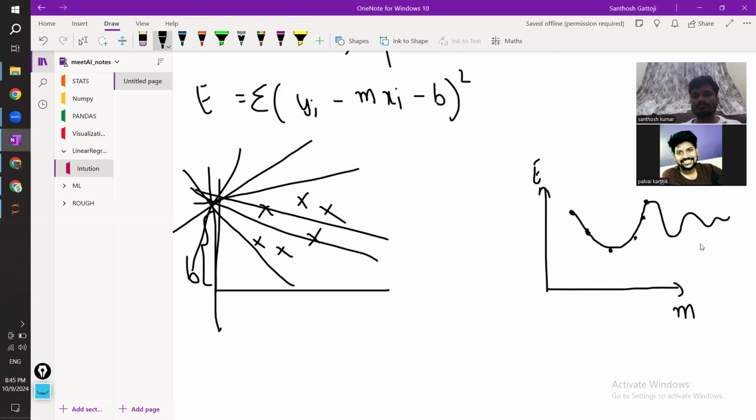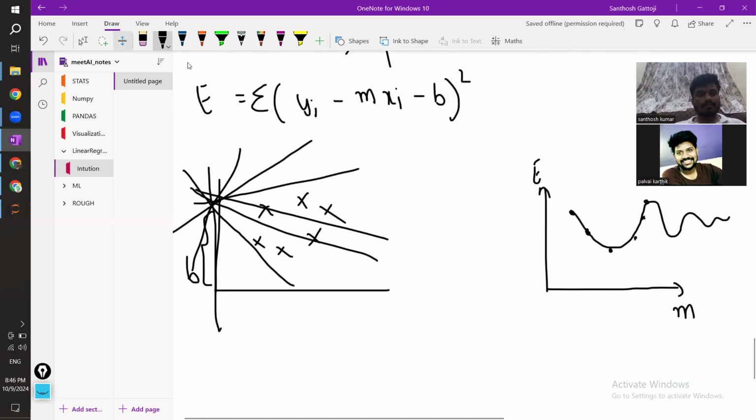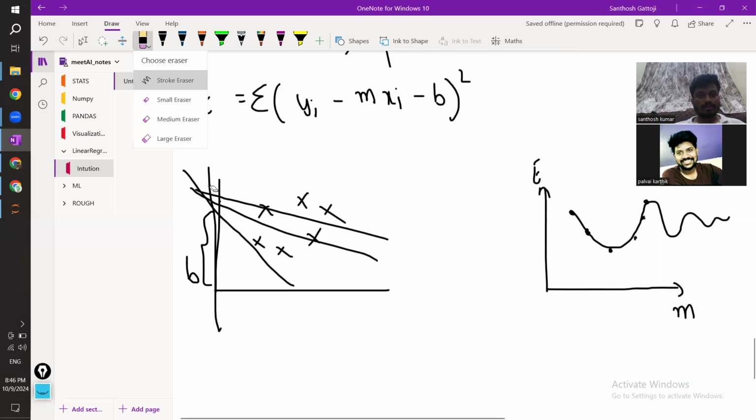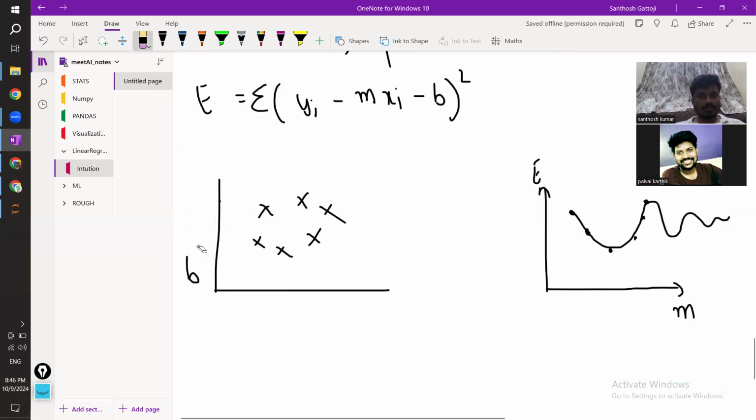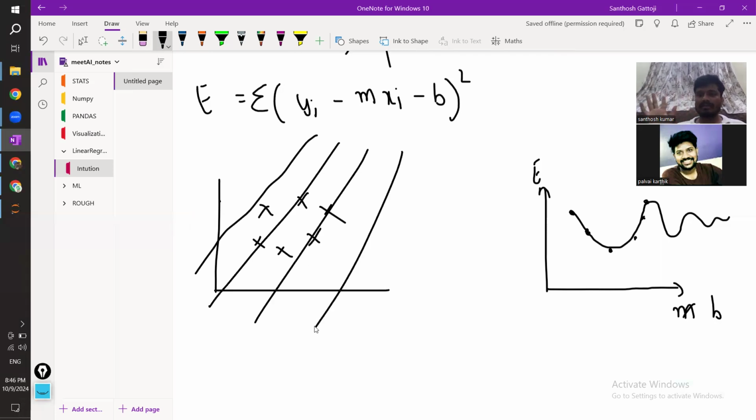Clear? Same thing if you see with B also. So M is fixed. If you see with B also, what happens? Some random value I'm taking. Now here this is some B. Again the error is there. Let's say this is now B. Now I'm fixing M. That means the slope is fixed.